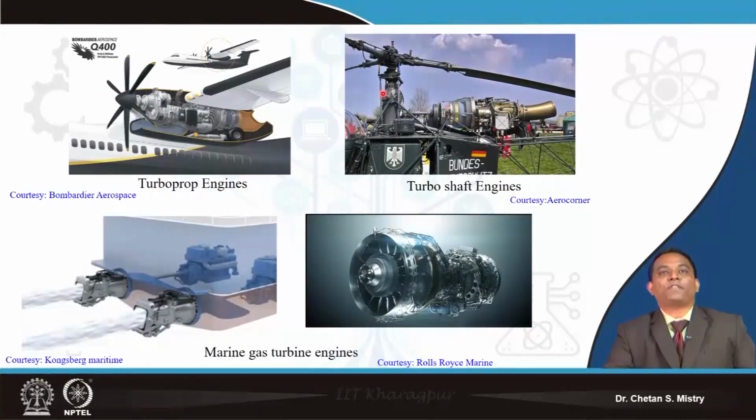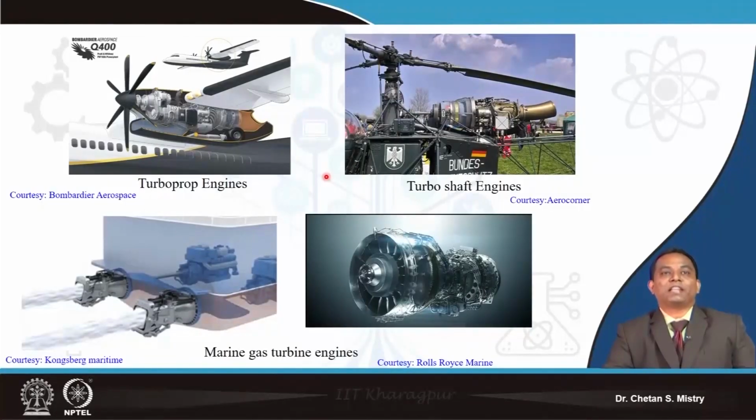Now if we look, we have helicopter engines. In the helicopter also we are using this. If you look carefully, this is my turbo shaft. The shaft coming out of my gas turbine engine is used to rotate these blades.